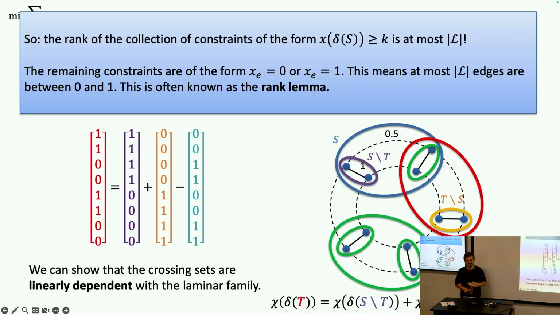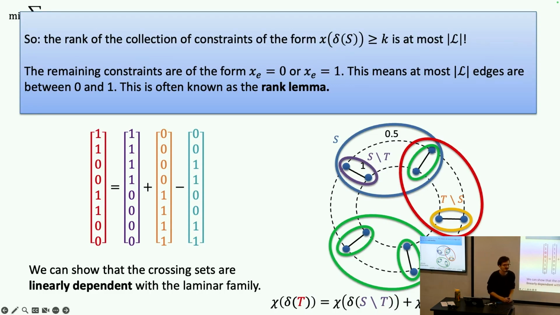Questions about this? I think this is an important point. So we start with our set of tight constraints. We show that they can be represented, spanned by a single laminar family, which has small size, at most 2n, which means that the remaining tight constraints must be of the form x equals 0 or 1, right? Which means that the graph is actually very sparse in the number of fractional edges.